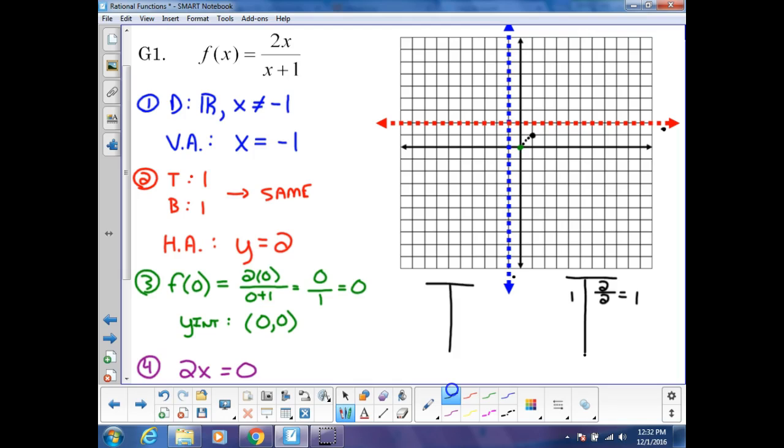So just to verify that, let's try 10. If I try 10, because that's the farthest reaches of my graph, hopefully I'm close to 2, but I'm less than it. So 2 times 10 is 20. 10 plus 1 is 11. 20 divided by 11 is, I think, 1.81-ish. So that is where I want to be.